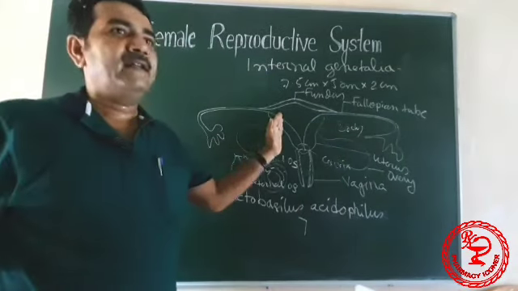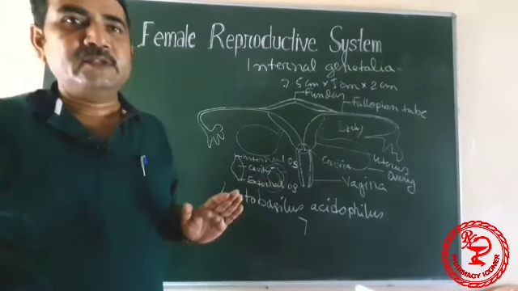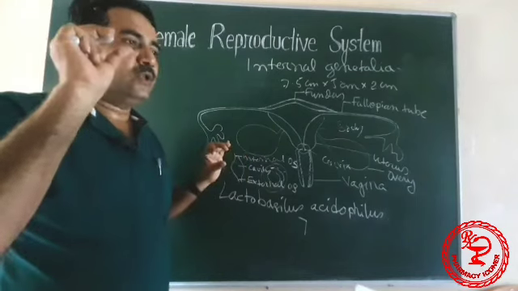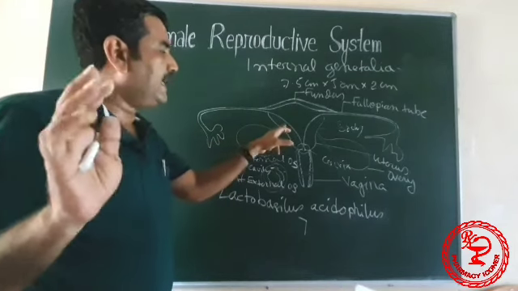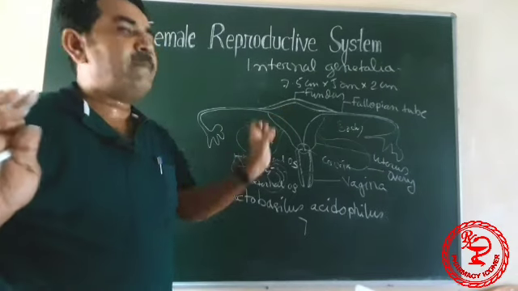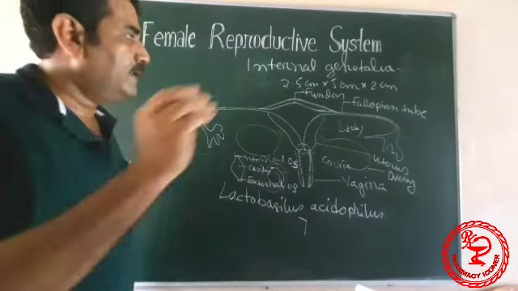The middle layer is made of uterine smooth muscle. It is the thickest layer of these three. So they are made of uterine smooth muscle.